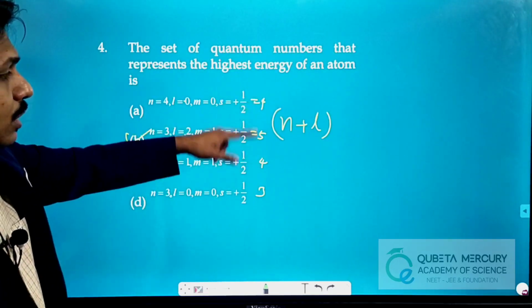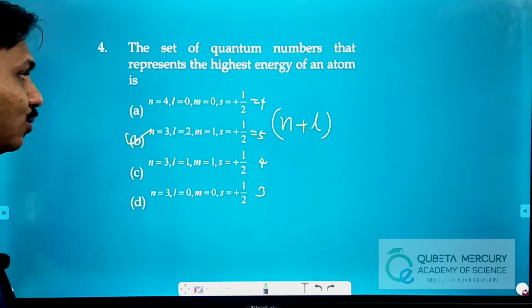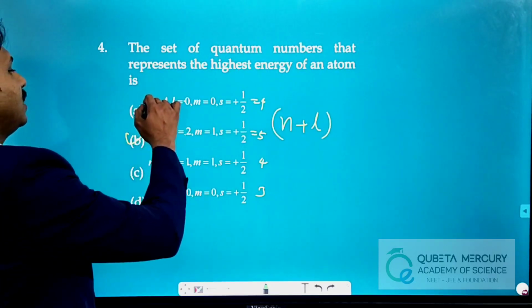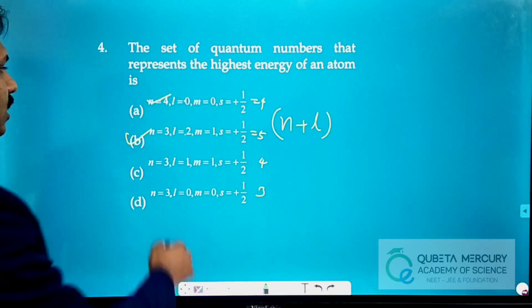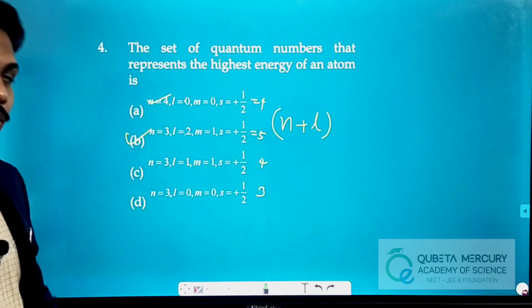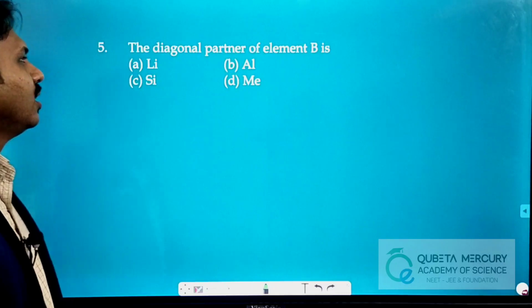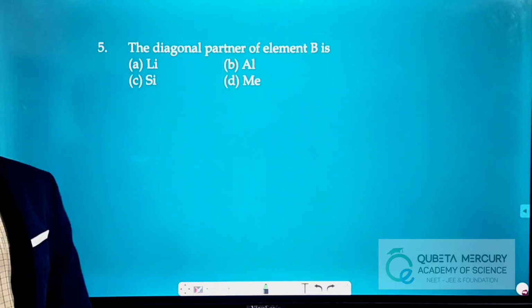If both of them have same n plus l value, then the one with the highest n value will be selected as highest one. So second one will be A. We have been asked only the first option, so B is the right option. Moving on. The diagonal partner of element B is.